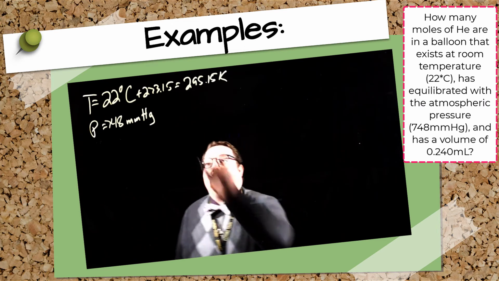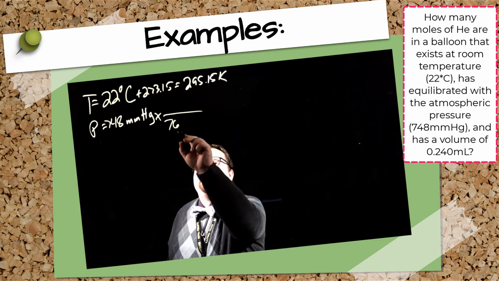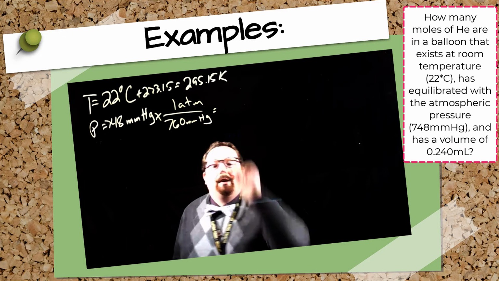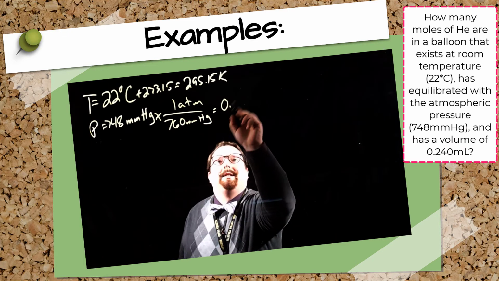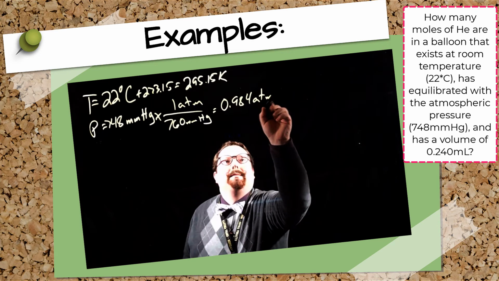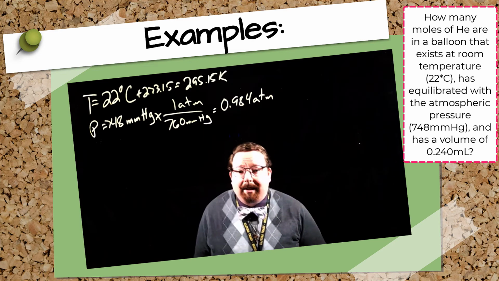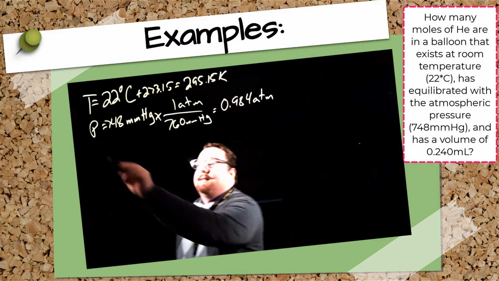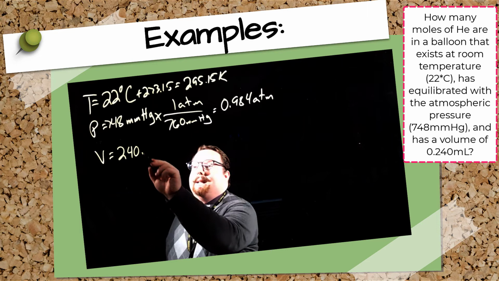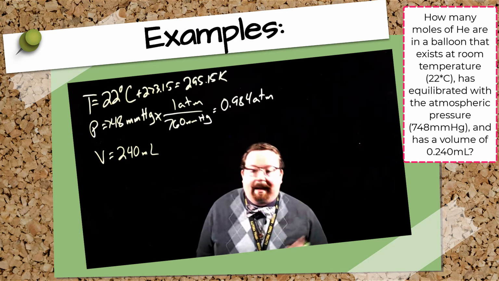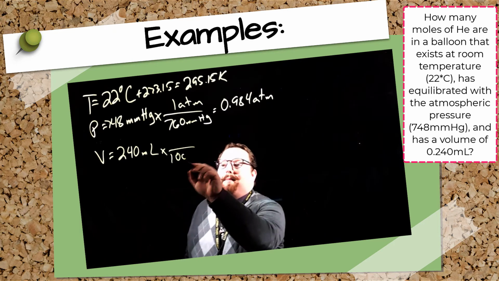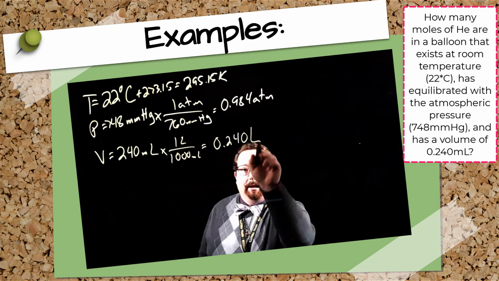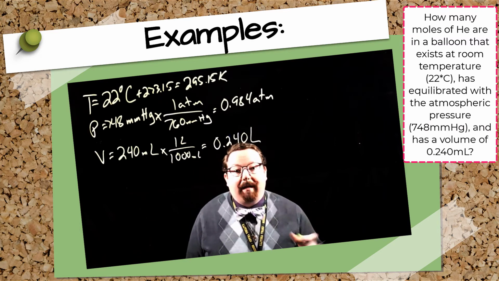Let's convert that to atmospheres. We know that there are 760 millimeters of mercury for every 1 atmosphere, which gives us a pressure of 0.984 atm. To find the volume of the balloon, we use the properties of water displacement, and we stick it in a big tub of water and find that it displaces 240 milliliters of water. We need that in liters, and we know that there's 1,000 milliliters for every 1 liter, so our volume is 0.240 liters.